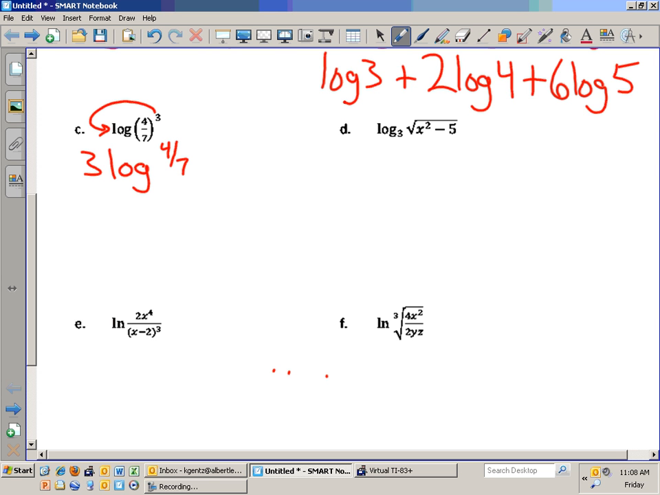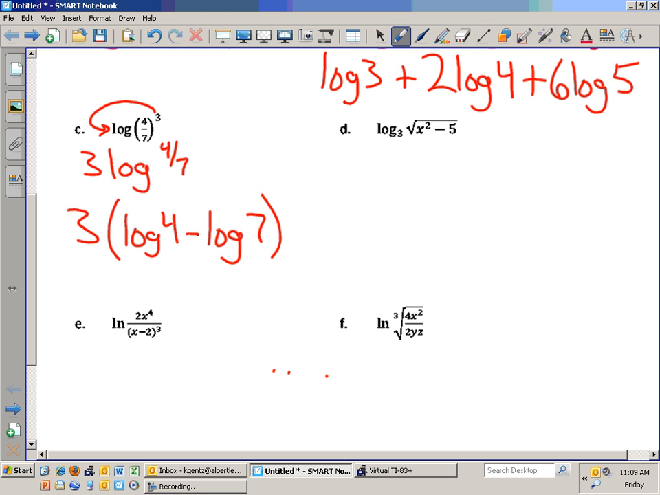Now, if I have a fraction, I can divide it up into 2 pieces and write it as subtraction, correct? But it has to be 3 times the entire piece. So the log of 4 minus the log of 7. If you wanted to write it as 3 log of 4 minus 3 log of 7, that would be fine as well, if you wanted to distribute that through, but you don't have to. Any questions on C?